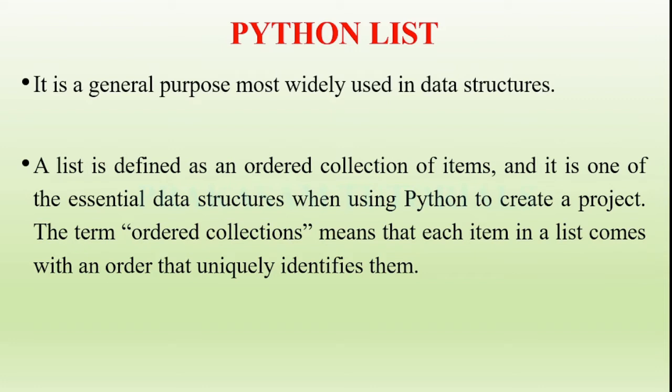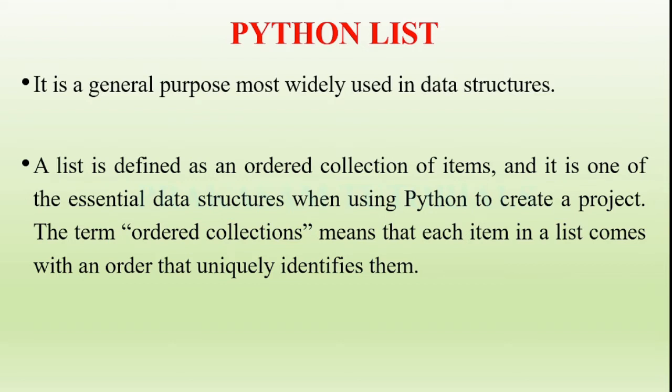And list items are changeable. The list is changeable, which means that we can change the items, add the items, and remove the items in a list after it has been created. After the list has been created, the items can change, and we can add elements and remove elements. That is the meaning of changeable.